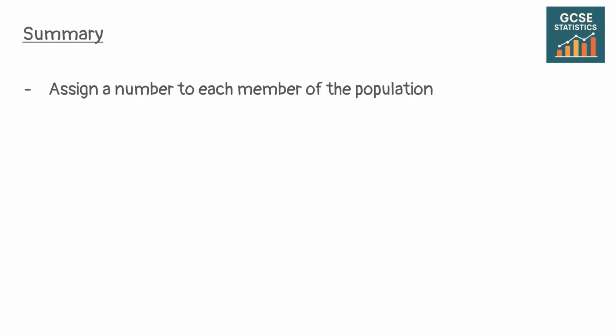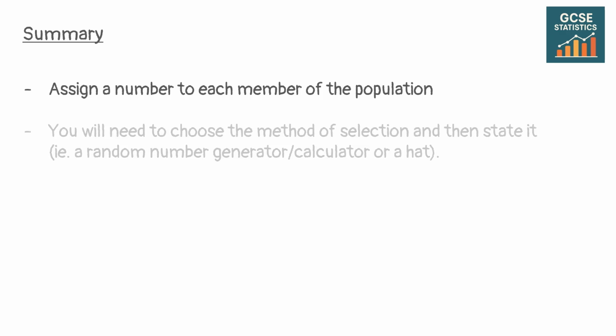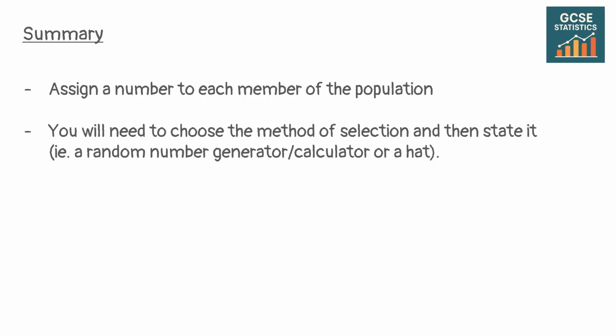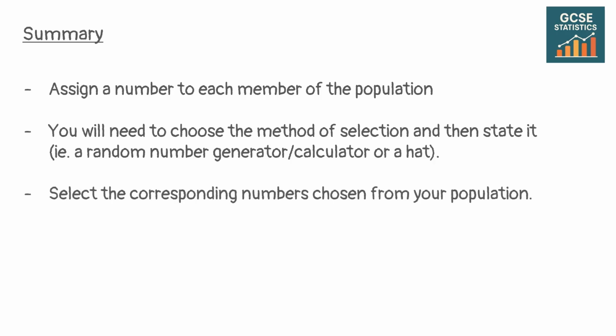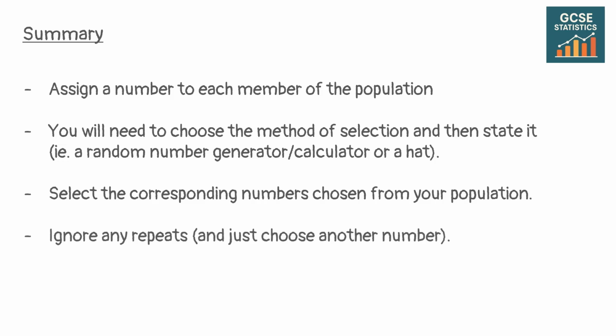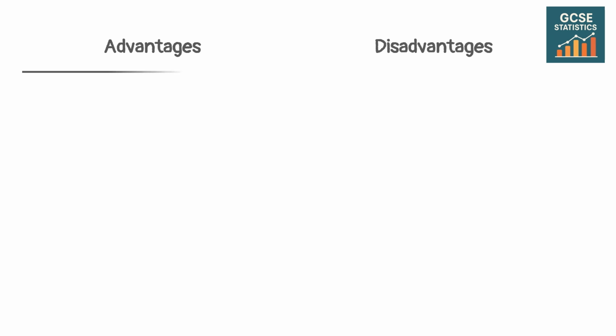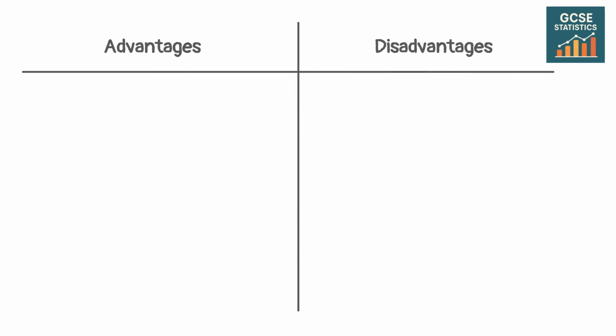You can mention, but don't have to, that you'd use a sampling frame to do this. You can then choose and state the method of selection, be it a hat or a calculator. Select the corresponding numbers chosen from your population, and finally, ignore any repeats and keep choosing numbers till the sample size is reached. We'll now have a look at both the advantages and disadvantages in relation to the sampling method.